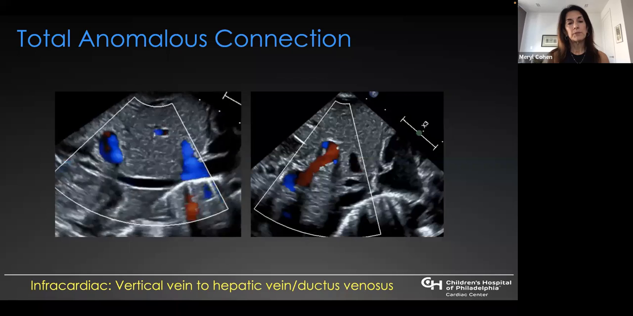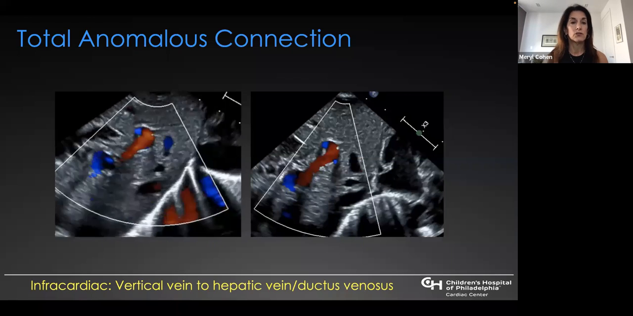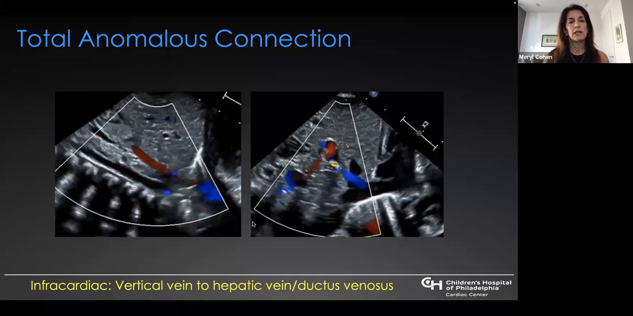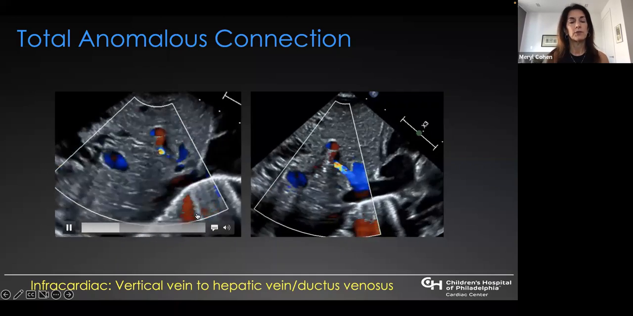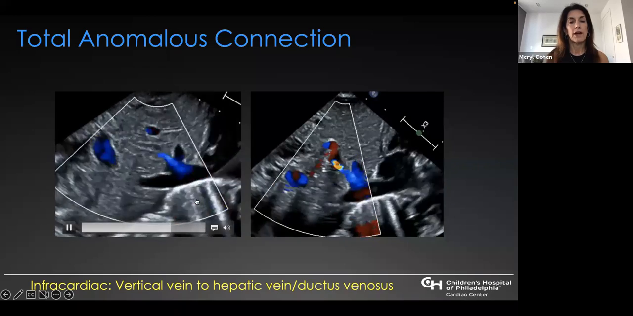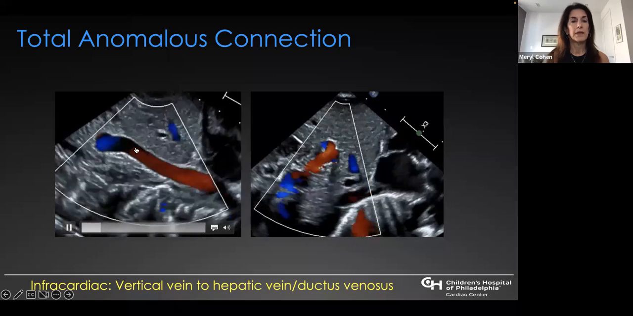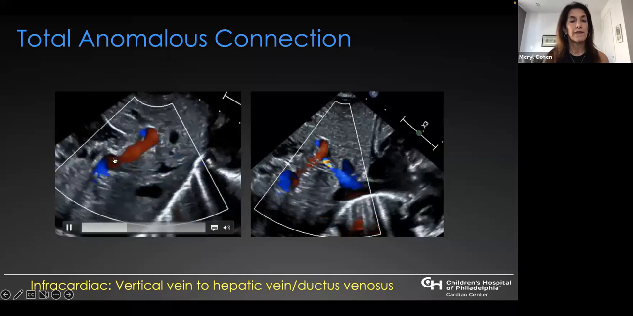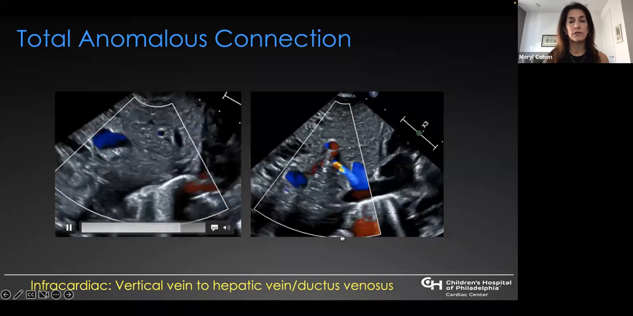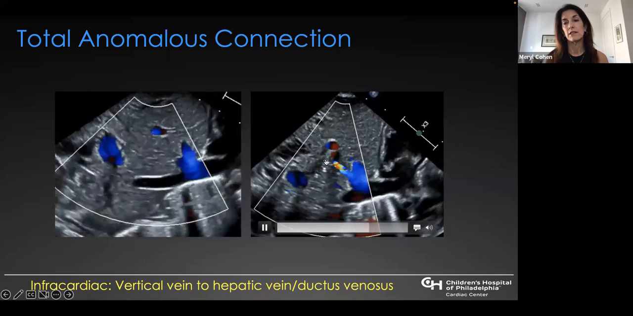Infracardiac total anomalous pulmonary venous connection: if you're suspicious, you should start imaging in the liver to look for those connections. Here you see the difference between the aorta and the vertical vein. So here's the aorta, here's the vertical vein making its way down into the liver, and then eventually connecting to a hepatic vein to the ductus venosus. And here you see the ductus venosus flow is accelerated in that connection.